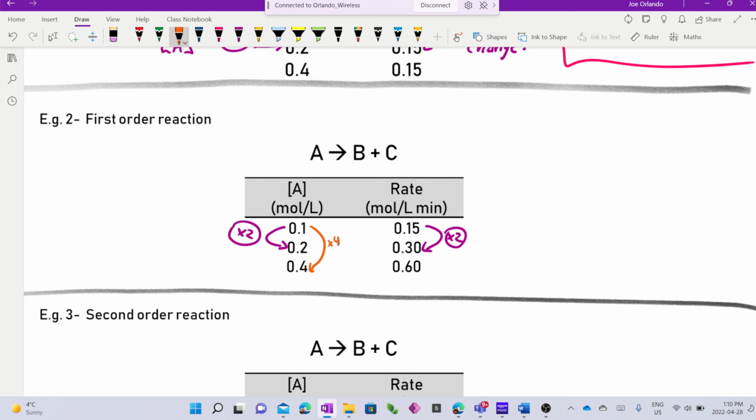And what did I do to the concentration here? Yeah, I quadrupled it. And what happened to the rate when I quadrupled it? Very good. So in a first order reaction, however I multiply the concentration, the rate is multiplied by the same number.